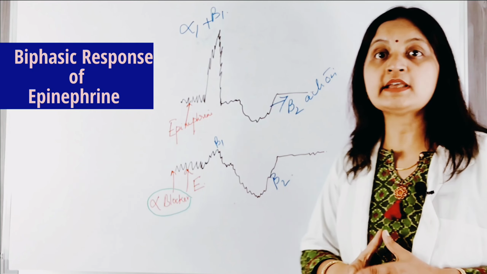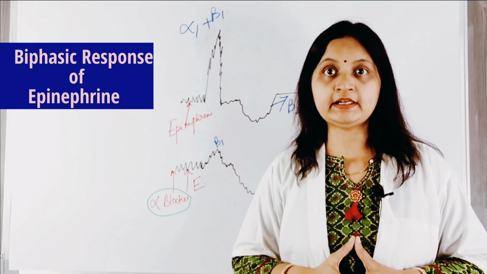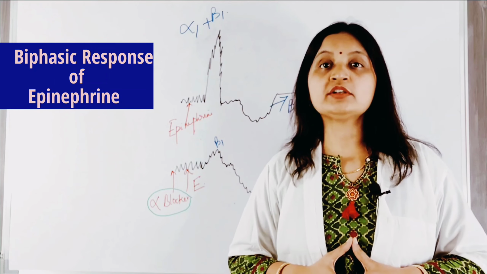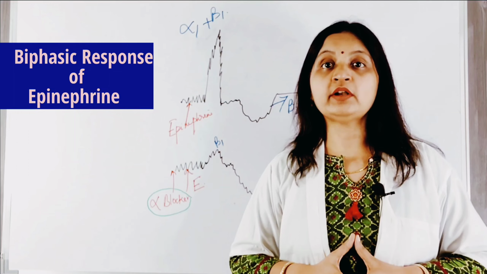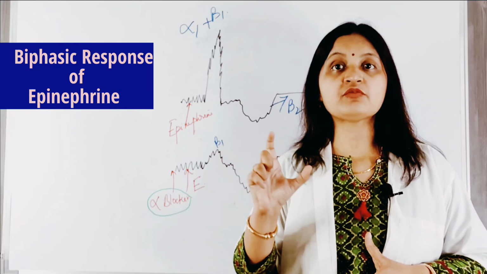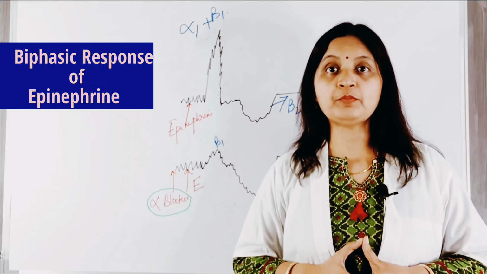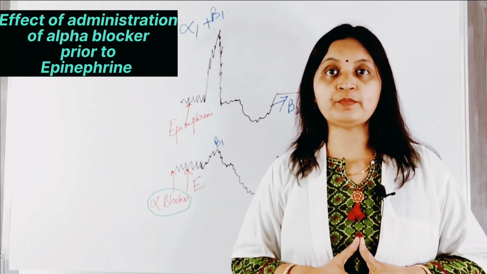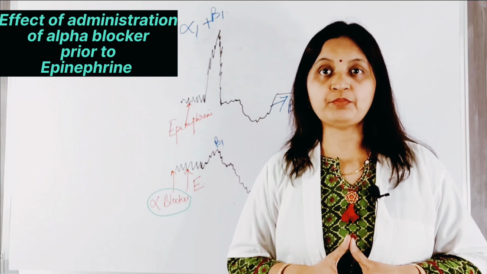So epinephrine causes an initial rise in blood pressure which is due to alpha 1 and beta 1 mediated action, and this is followed by a subsequent fall in blood pressure which is due to beta 2 mediated vasodilatation. This is known as biphasic response, because the initial pressor response is followed by a depressor response. So the initial rise in blood pressure is followed by a subsequent fall, giving a biphasic response.